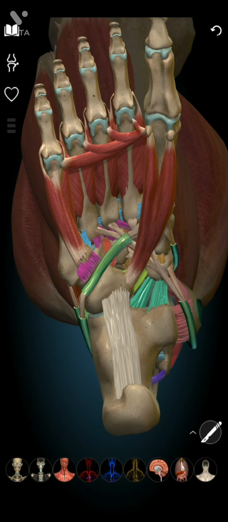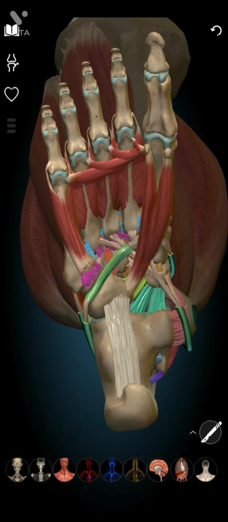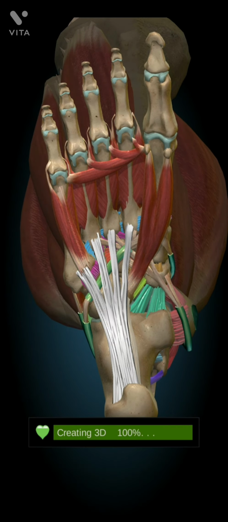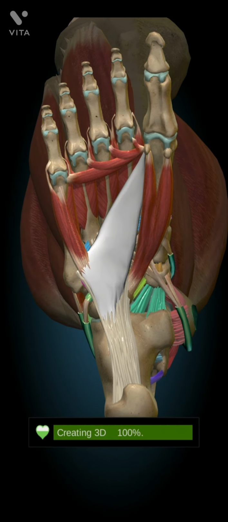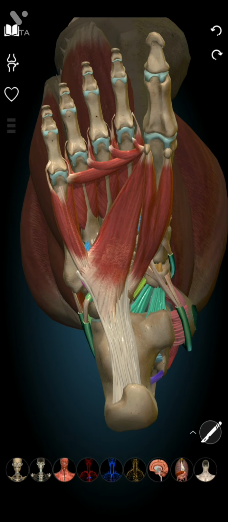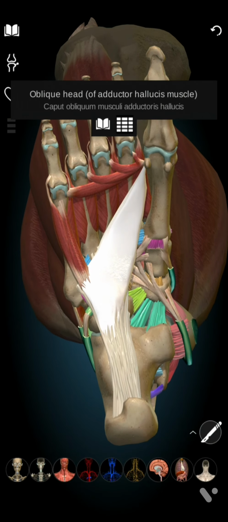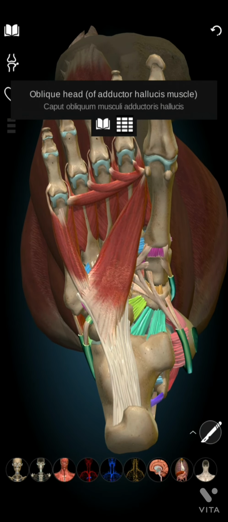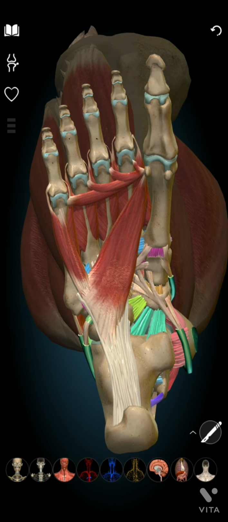Okay, we have done with what? Flexor hallucis brevis. Okay, we're going to again get our muscles back. We're going to remove this as we completed this. And if you see, this is the oblique head of adductor hallucis. So keep this muscle aside. Okay, we'll talk about that later.